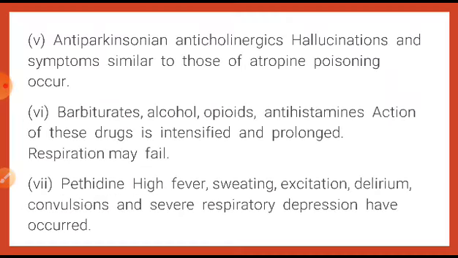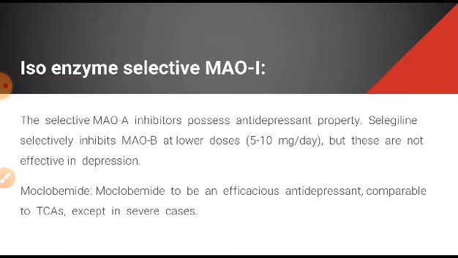So I hope you understood the pharmacology behind this particular class of drug. Now we'll move to the second one, that is isoenzyme selective, MAO-A selective. The selective MAO-A inhibitor possesses antidepressant property. Selegiline selectively inhibits MAO-B at lower doses, but these are not effective in depression.